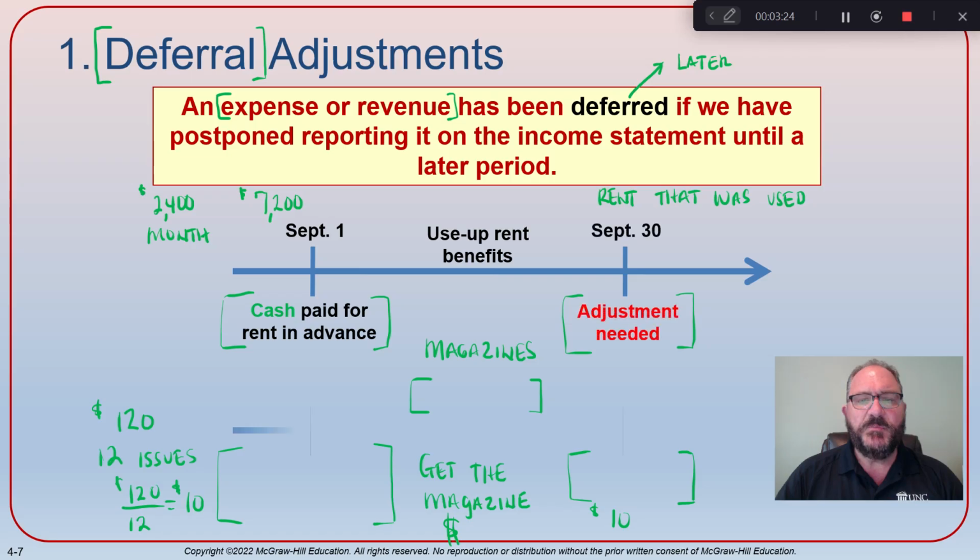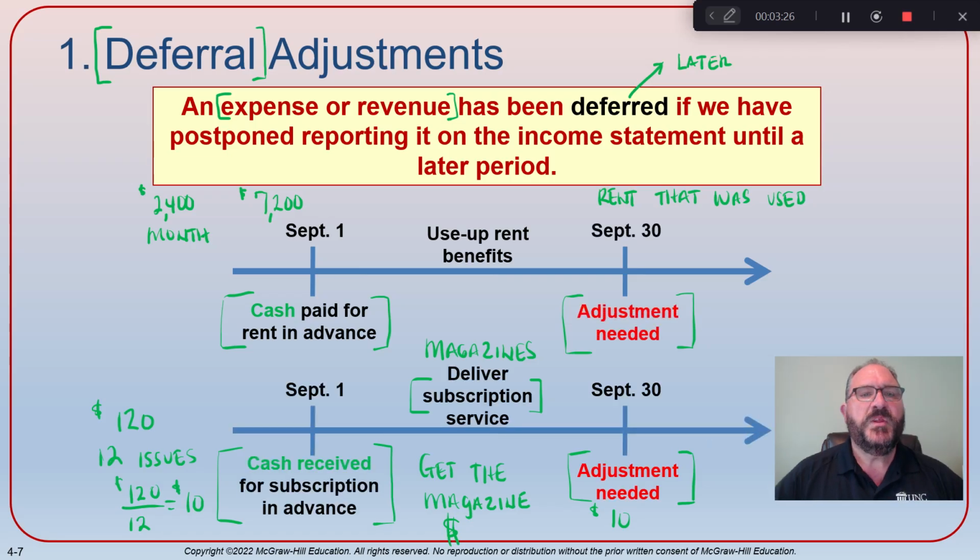All right. So the first one here, let me put all this stuff up here. They call these deferral adjustments. Okay? And this is an expense or a revenue that has been deferred. Deferred means that you're going to deal with it later.